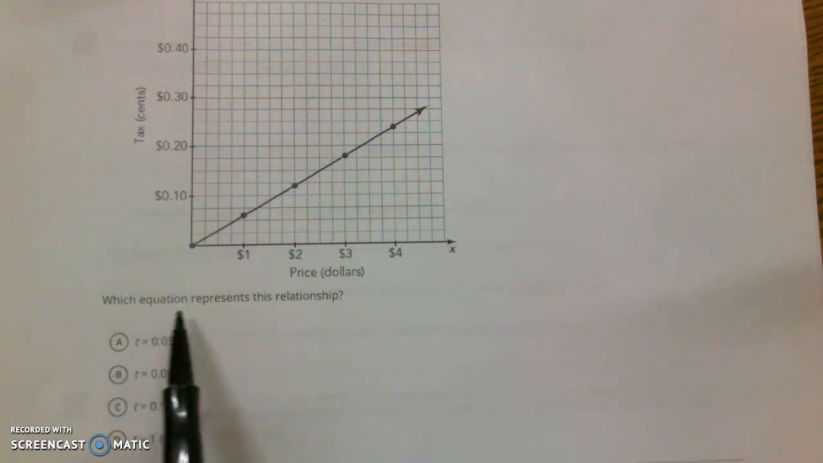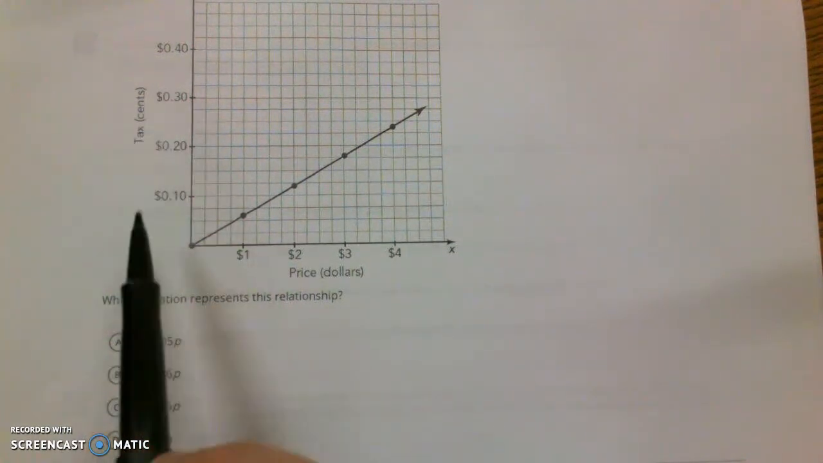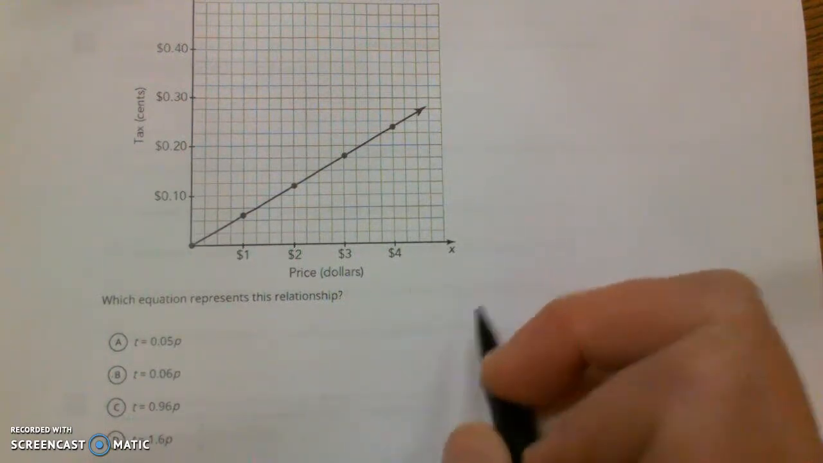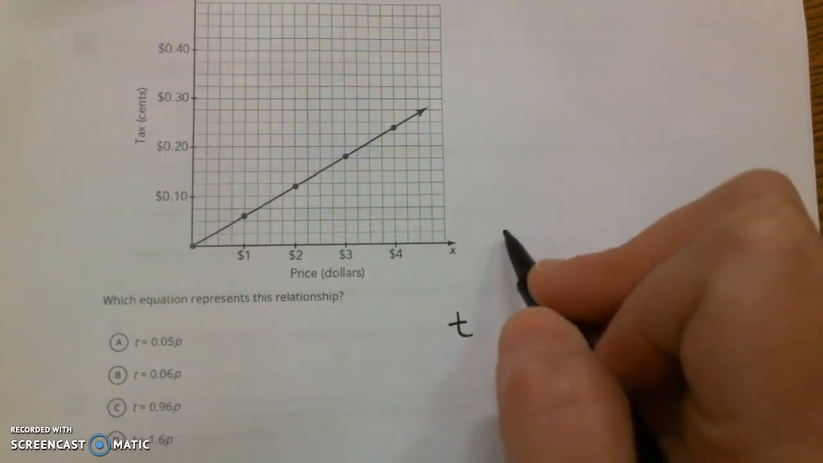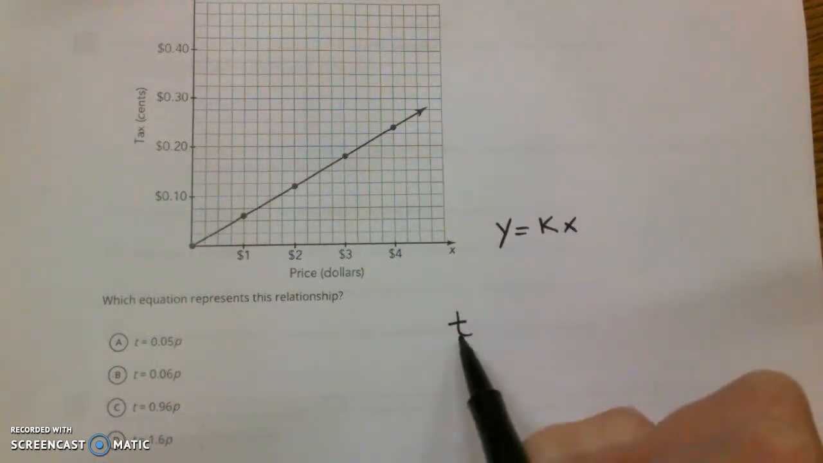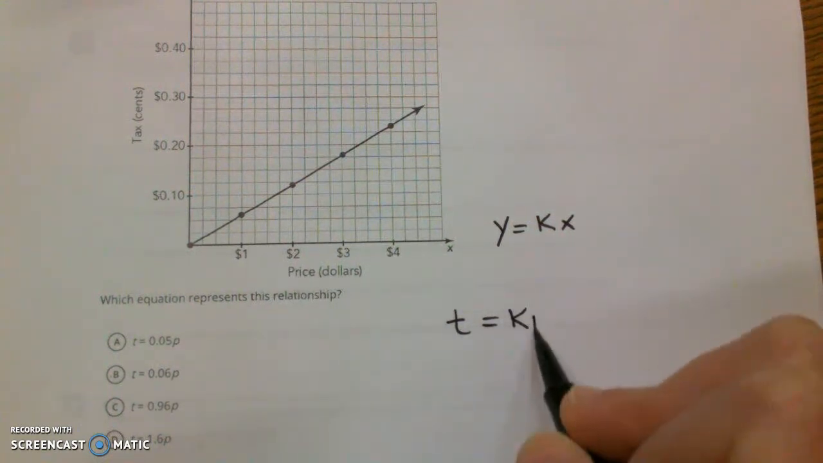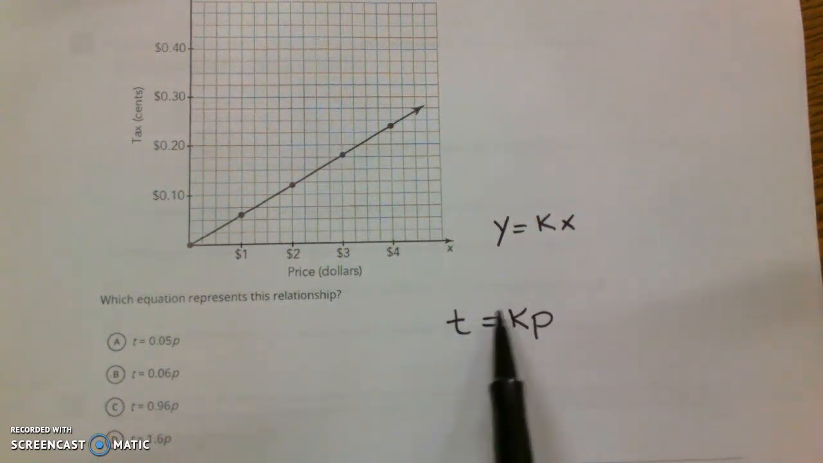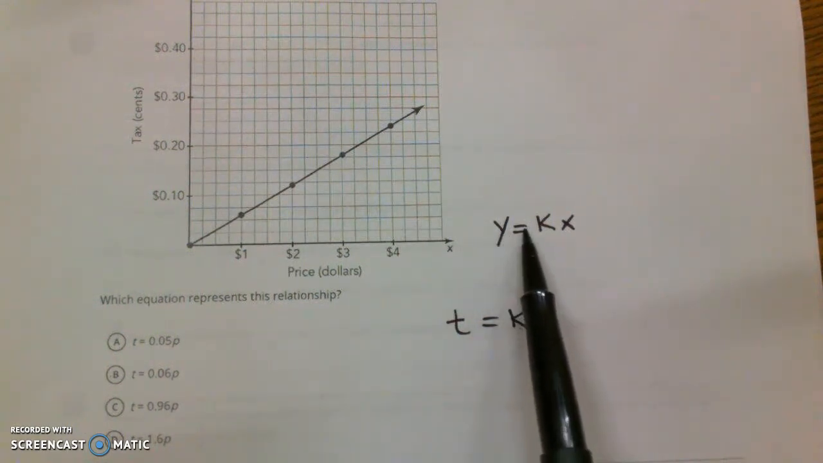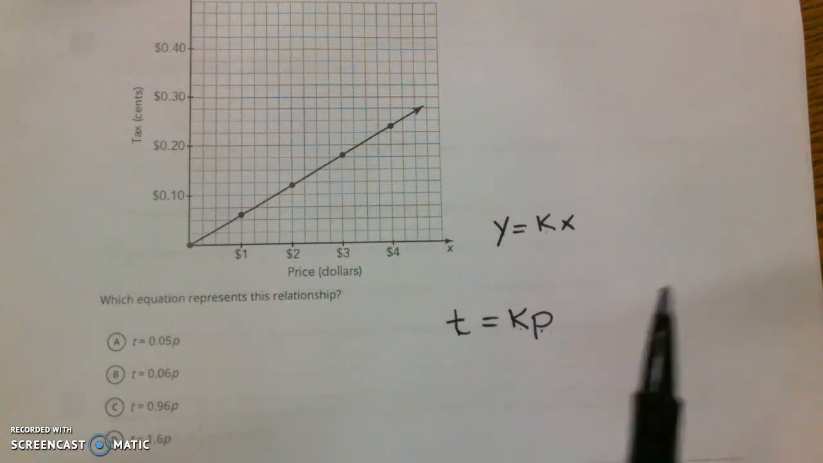So if we look at which equation represents this relationship, we know tax is on our y-axis. So we can represent in our equation y equals k times x. We can substitute y for tax, or t. X is going to be price. So we know that we're looking to fill in t equals kp for the equation y equals kx. We've just given y and x a different variable letter to represent tax and price.